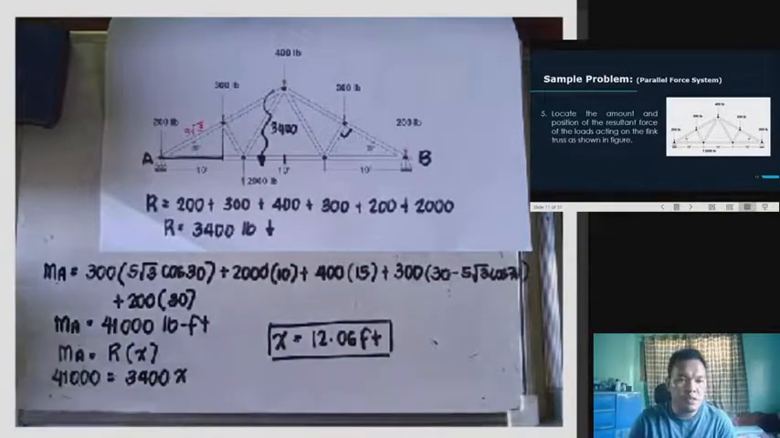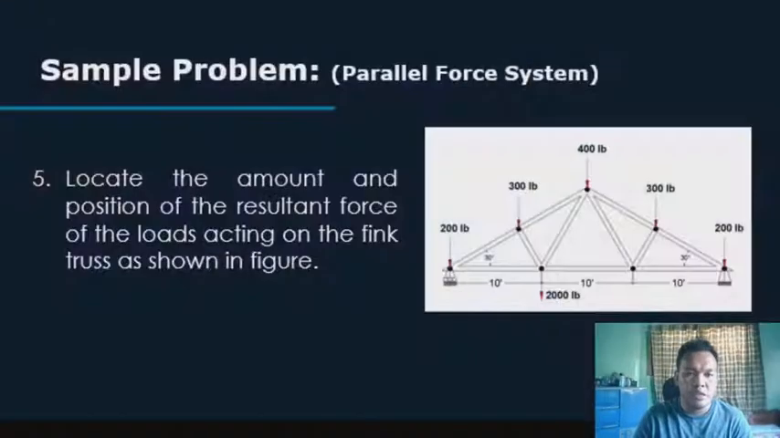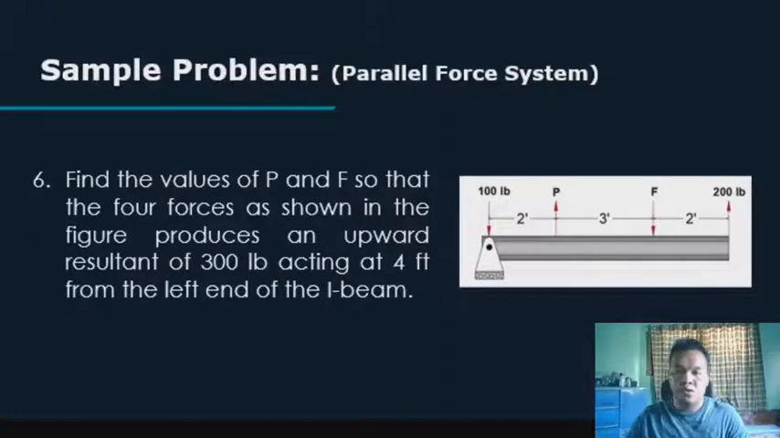Okay, example number 6 tayo. Last problem for parallel force system tayo. Okay, so find the value of P and F so that the four forces as shown in the figure produce an upward resultant of 300 pounds acting at 4 feet from the left end of the beam. Okay, so we have here this figure or this beam.